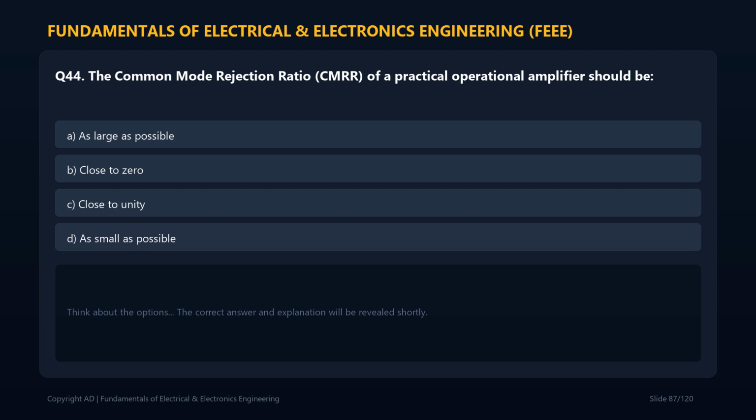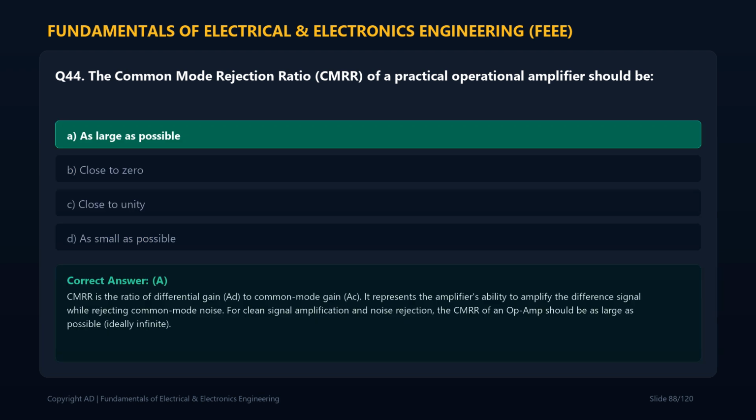Question 44. The common mode rejection ratio of a practical operational amplifier should be: option A, as large as possible; option B, close to zero; option C, close to unity; option D, as small as possible. The correct answer is A, as large as possible. CMRR measures the rejection of common noise relative to signal amplification and should be as large as possible to keep noise low.